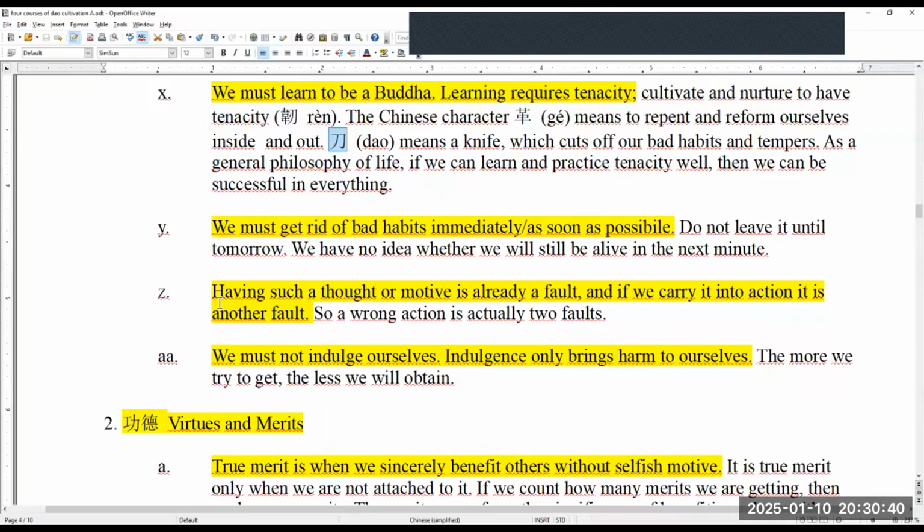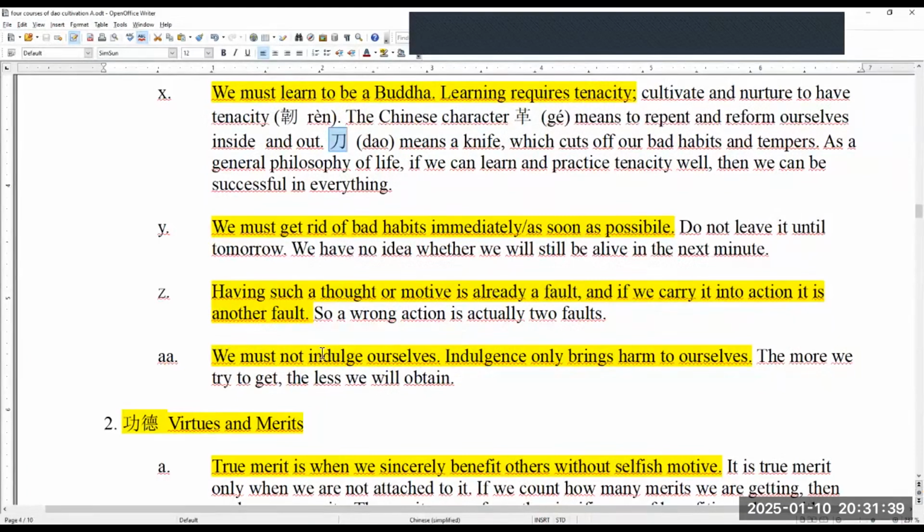Then, having such a thought or motive is already a fault. And if we carry it into action, it's another fault. He's saying that even if you just have a thought, as one Buddha mentioned, the thought can also have a karmic result related to it, based on what you think of the thought, and what you will do in terms of the action that results from it. So it's very important. You should be mindful of that. Once you have a thought, it's already a fault, and if you carry it into action, then it's another fault. So it's two things that are not good.